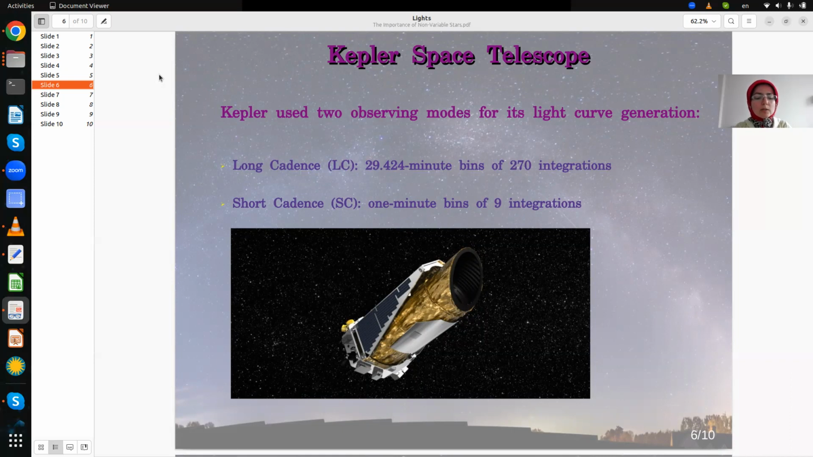Kepler used two observing modes for its light curve generation. The first one is long cadence, LC, which is 29.429-minute beams of 270 integrations. And the second one is short cadence, SC, that is 1-minute beams of 9 integrations.